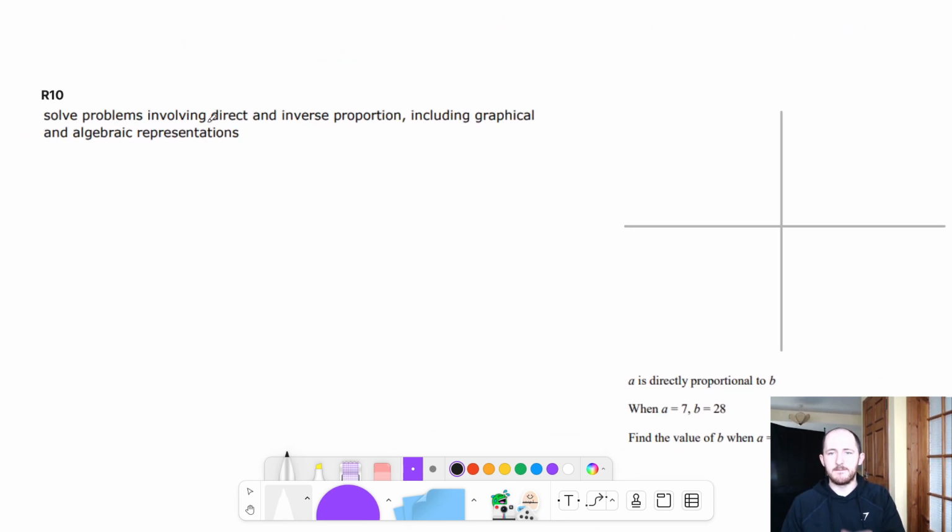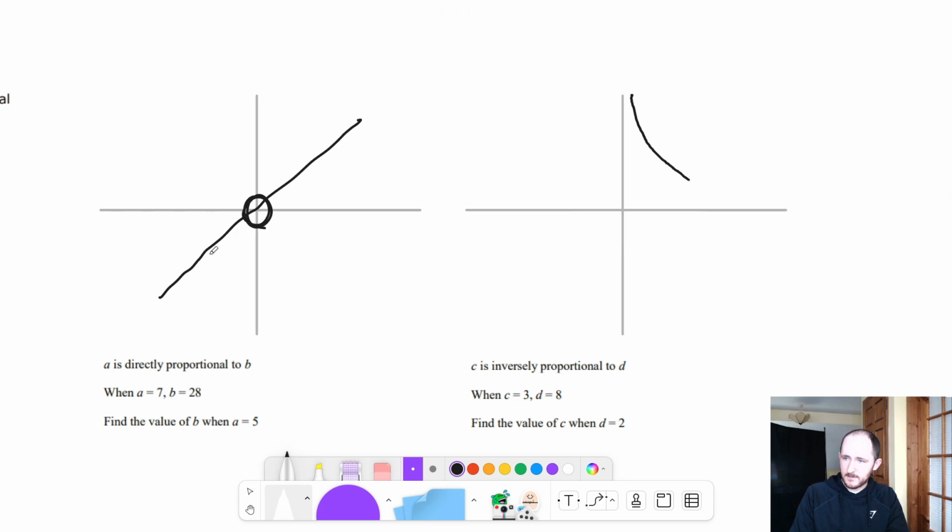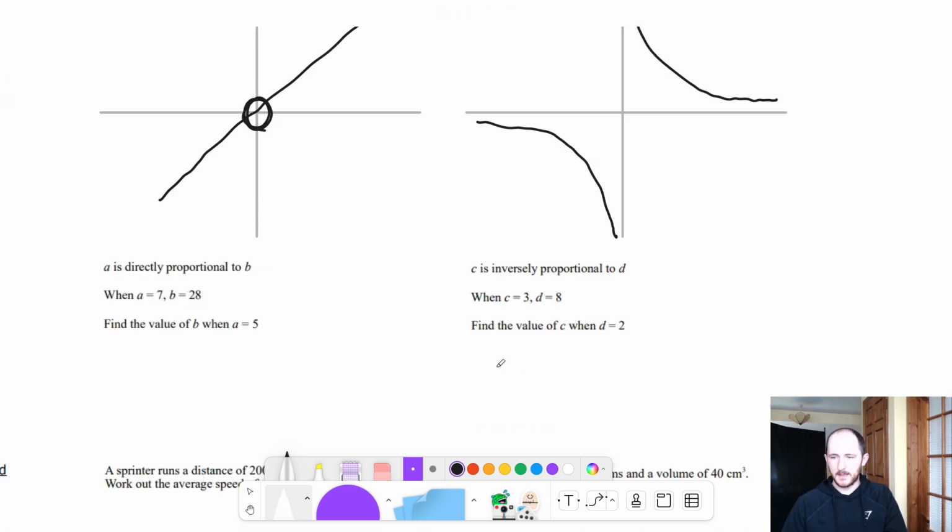Solve problems using direct and inverse proportion, including graphical representations. Okay, so direct proportionality looks like this. It has to be a straight line that goes through the origin. It has to go through the origin, otherwise it's not directly proportional. Direct proportion means through the origin, straight line. Inverse proportion looks a bit funky. It's just the reciprocal graph. Like that.